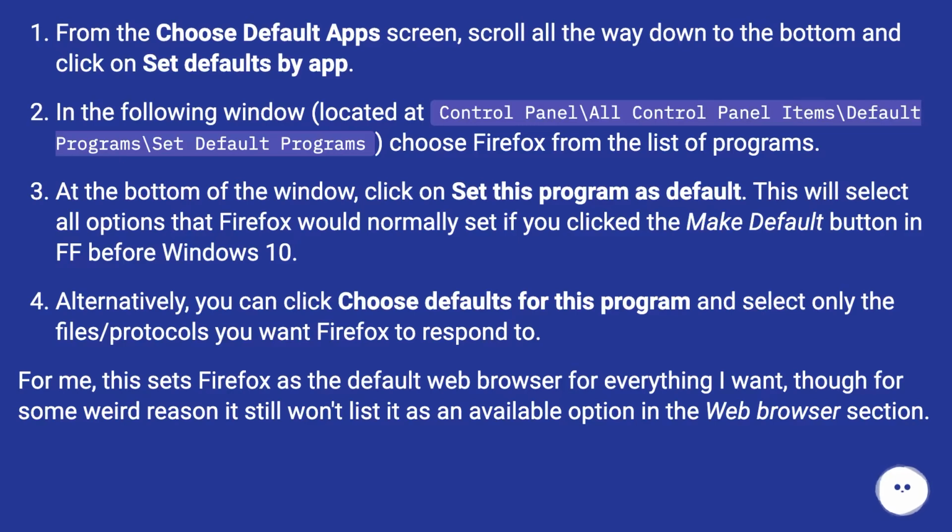At the bottom of the window, click on Set this program as default. This will select all options that Firefox would normally set if you click the Make Default button in FF before Windows 10. Alternatively, you can click Choose Defaults for this program and select only the files/protocols you want Firefox to respond to. For me, this sets Firefox as the default web browser for everything I want, though for some weird reason it still won't list it as an available option in the web browser section.